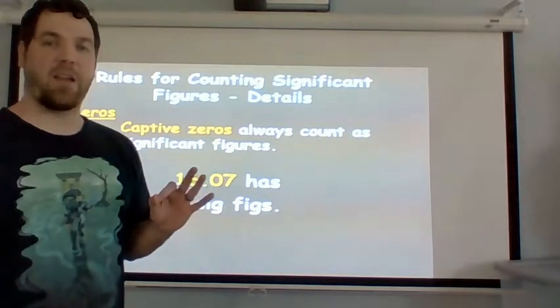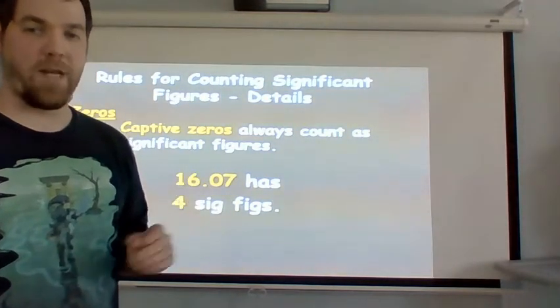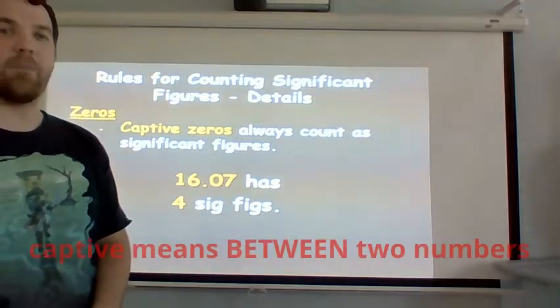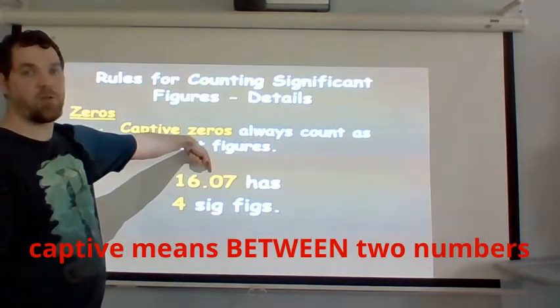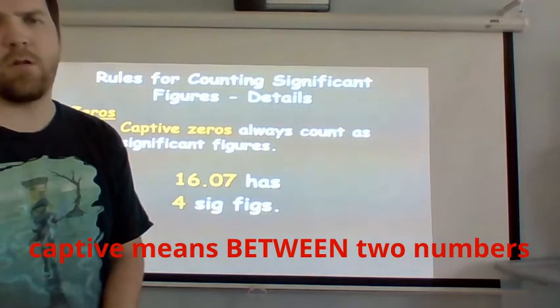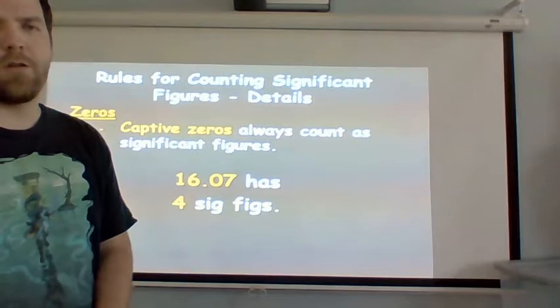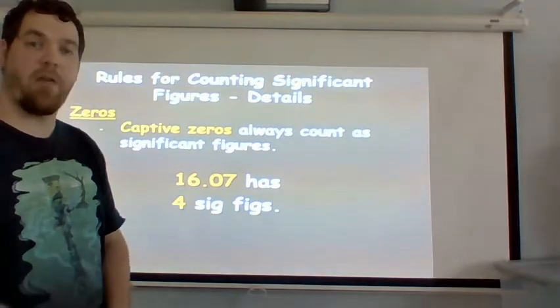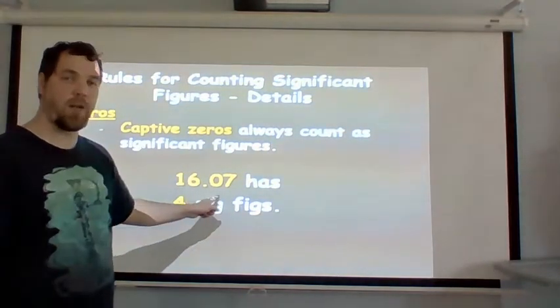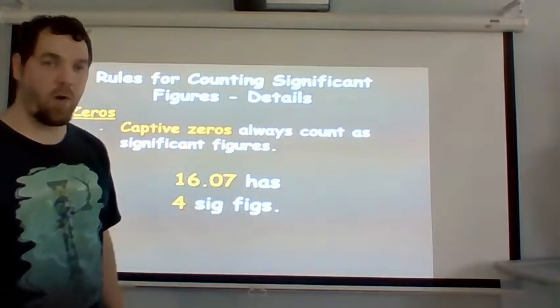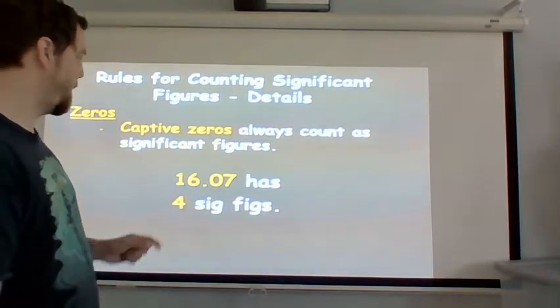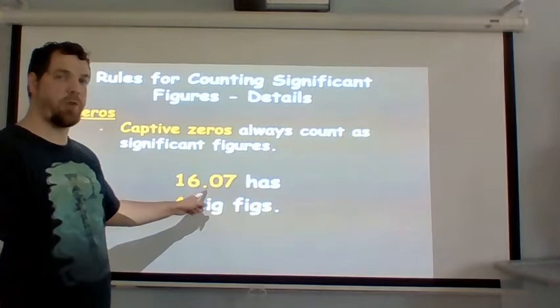Rule 3, captive zeros always count. What I mean by captive is between two numbers. So this zero does count, and this number 16.07 has 4 Sig Figs. 1, 2, 3, and 4.